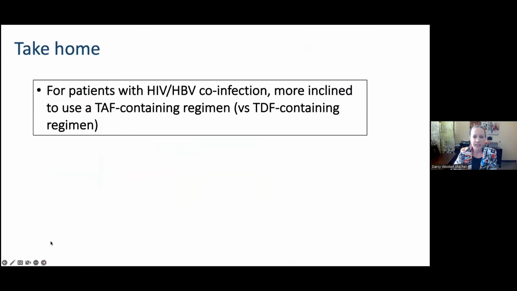And I think the take home from this is that when we have patients with HIV hepatitis B co-infection, at least based on this data, I'm much more inclined and conscientious in terms of making sure that patient's on a TAF containing regimen as opposed to a TDF containing regimen.